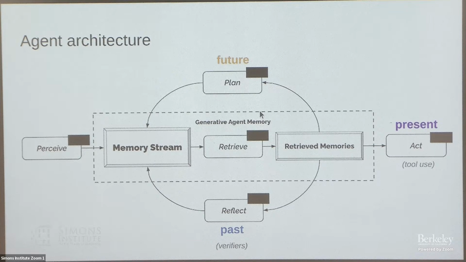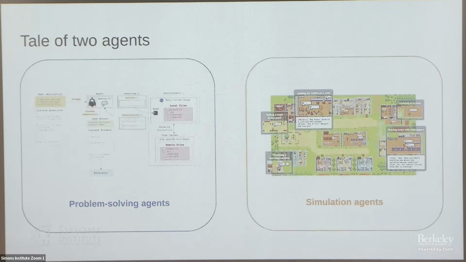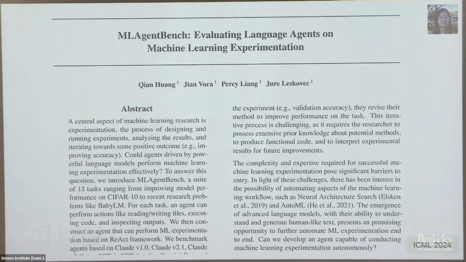Given this basic agent architecture, we can build two types of agents. The first is problem-solving agents, which is what most people mean when they hear the word agent. The second is simulation agents, which is underexplored, I think, but actually quite interesting. I'll talk about one paper that we worked on for the problem-solving agent. This is led by my student Chen, called ML Agent Bench.